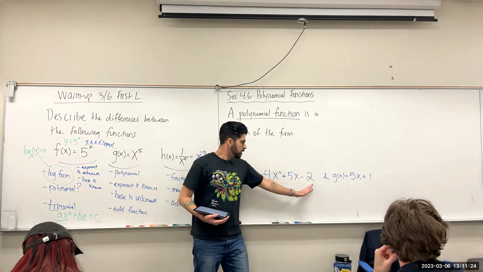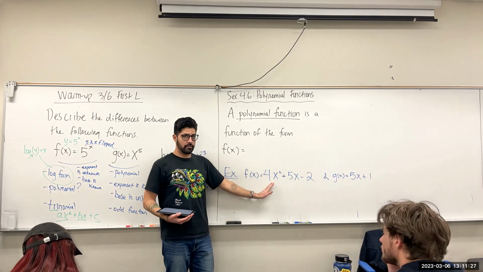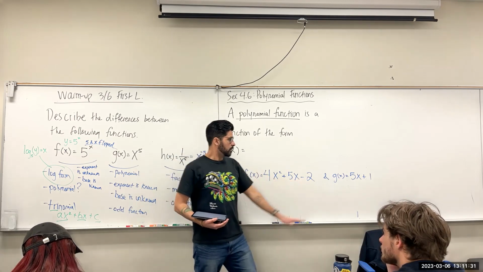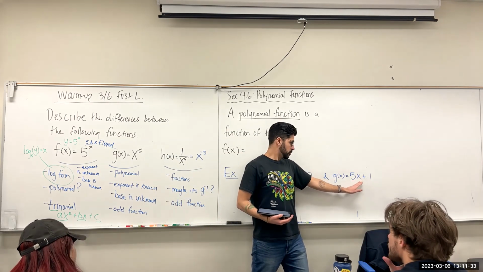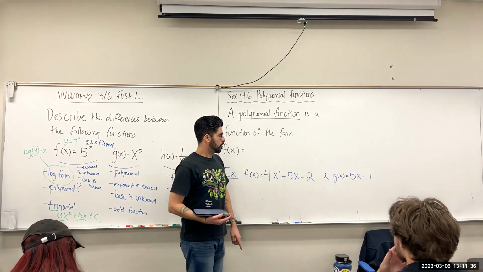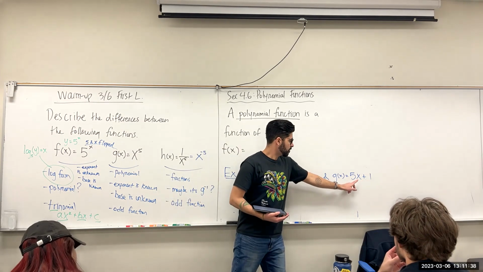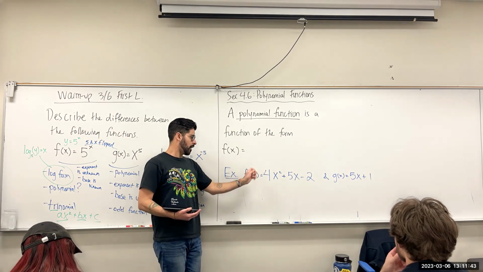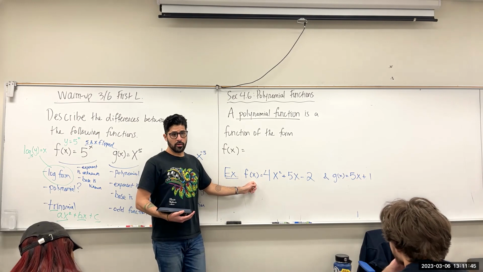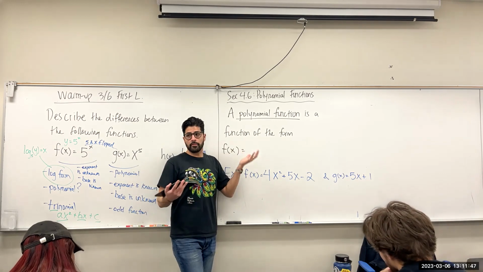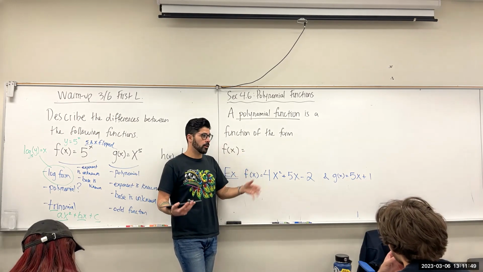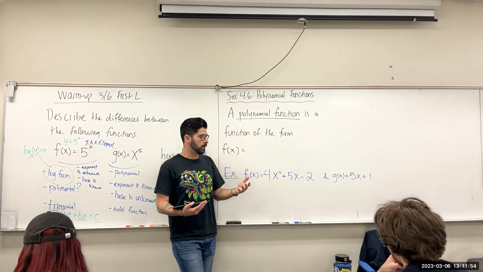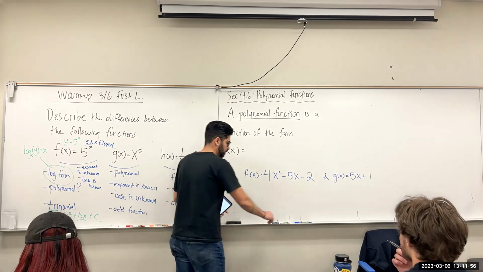Okay, how many terms are in this function f? There's 3 terms, okay? How many terms are in this one? There are 2 terms. So what's the highest power of x for g? 1. What's the highest power of x for f? 2. So for polynomials, it's whatever: power 100, power 44. It's whatever power we want it to be.